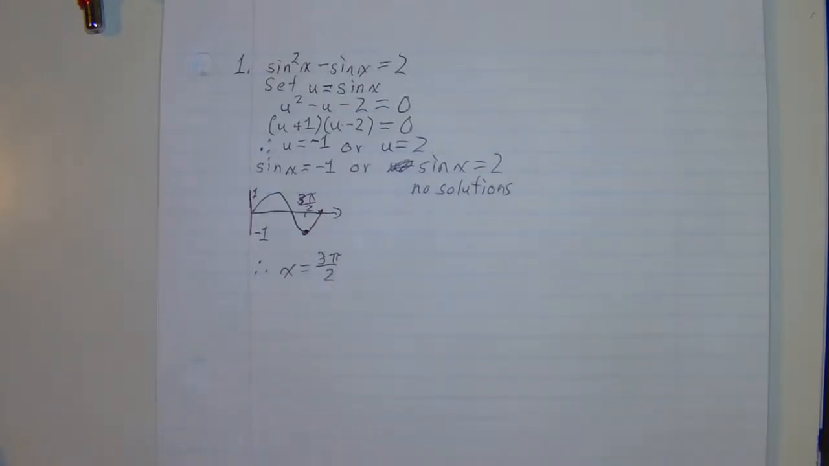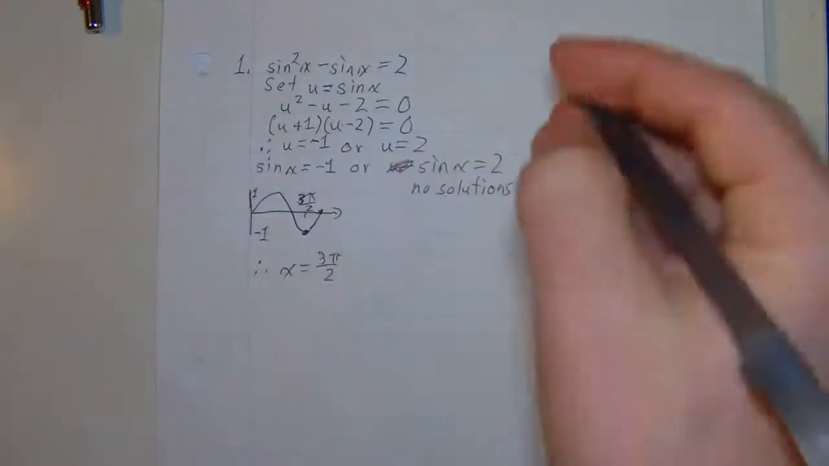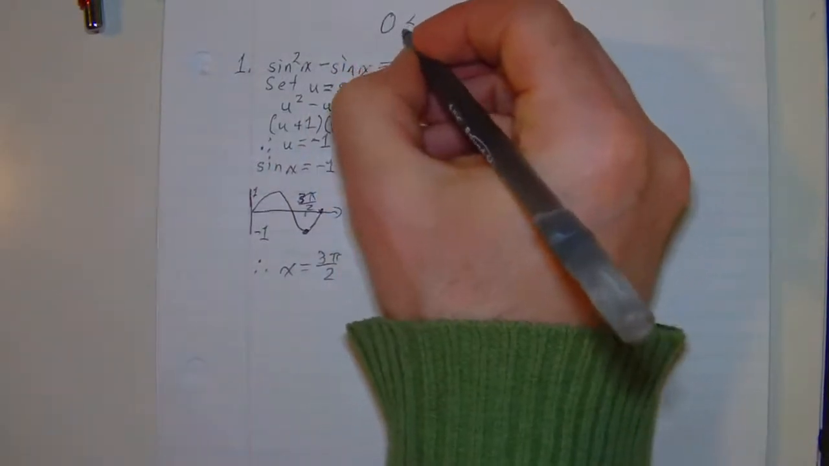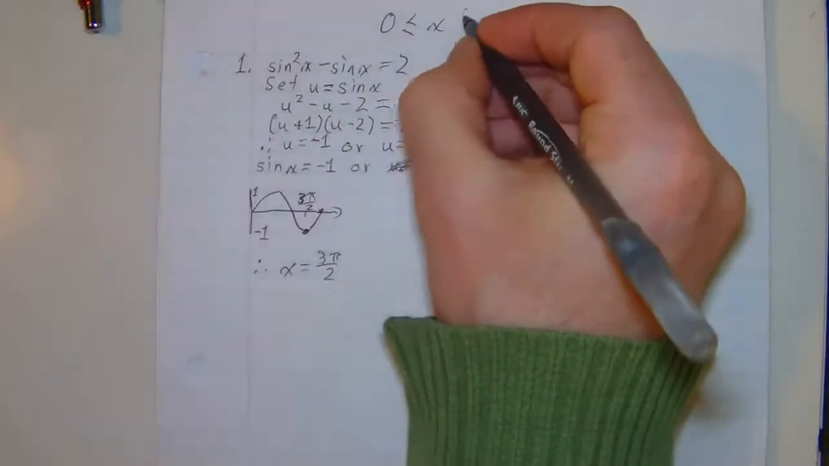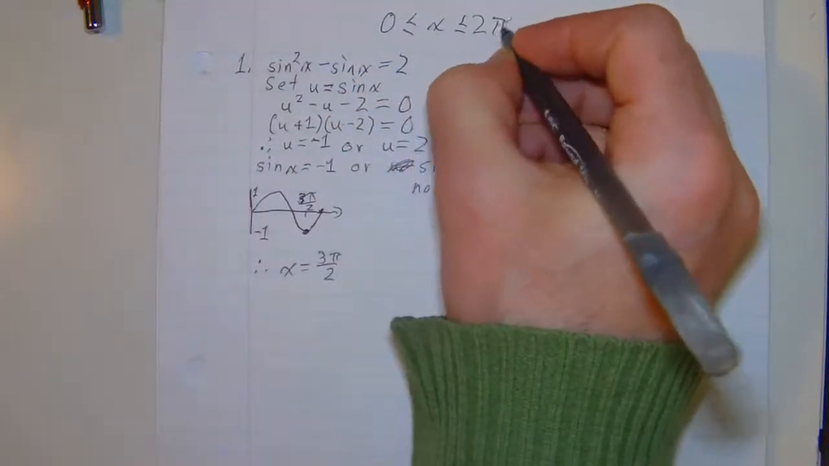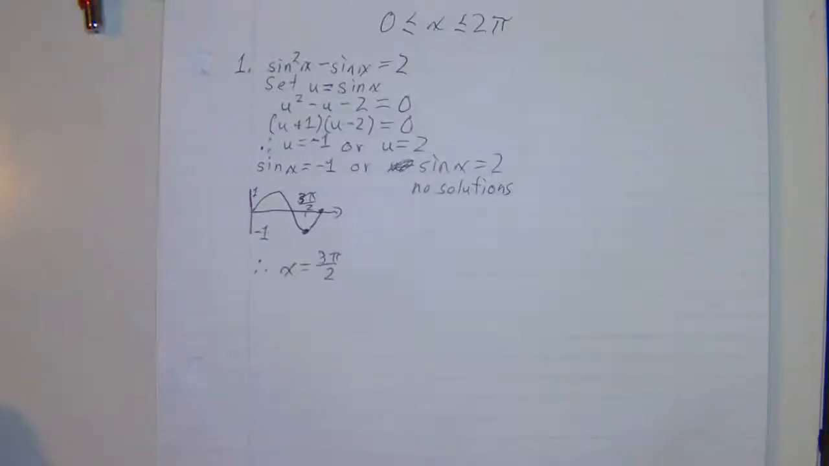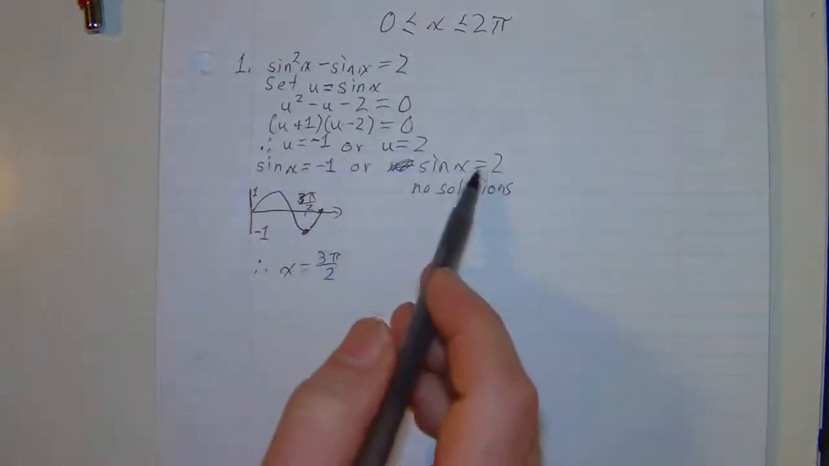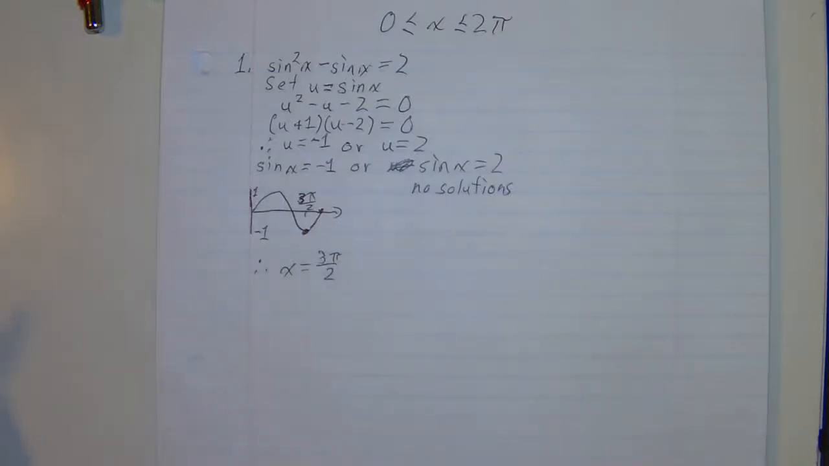And as always, we want to take a quick check. For this whole set of questions, we have that our angle is between 0 and 2 pi, and we allow both endpoints. So we know between 0 and 2 pi, there's only one solution for -1. There are no solutions for 2.